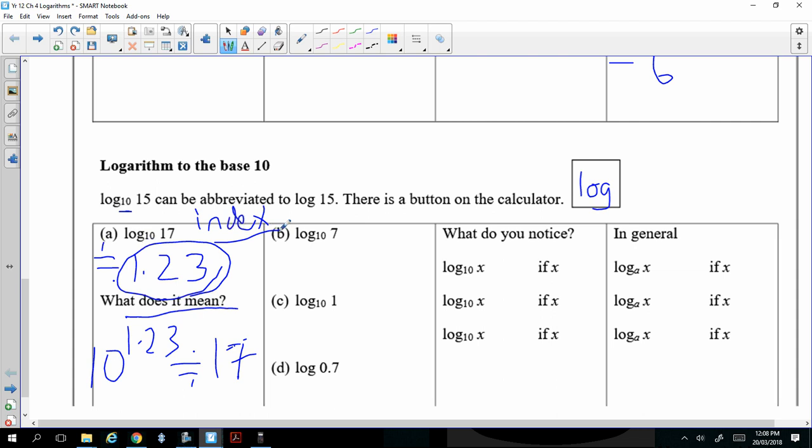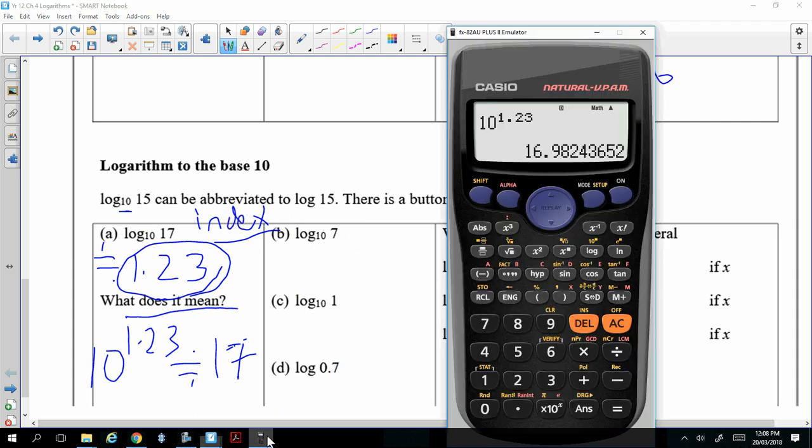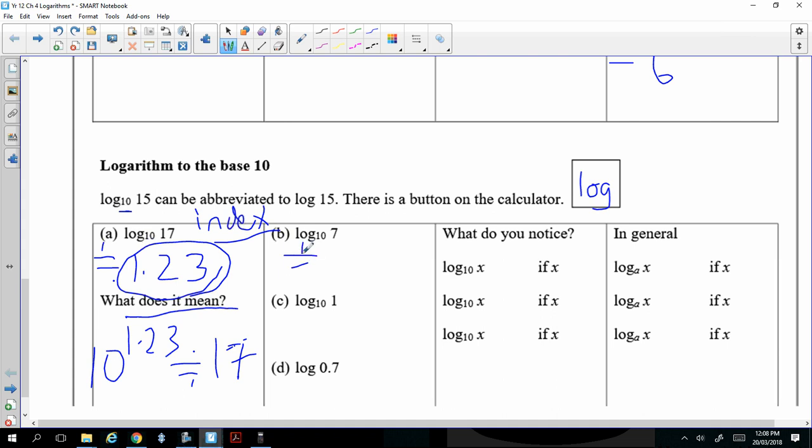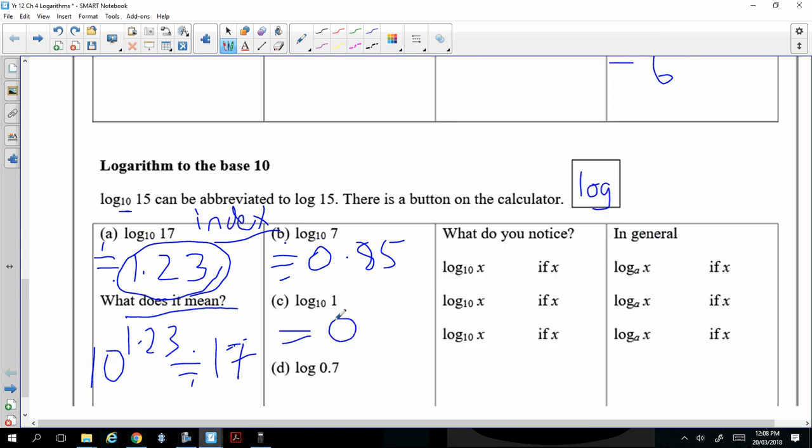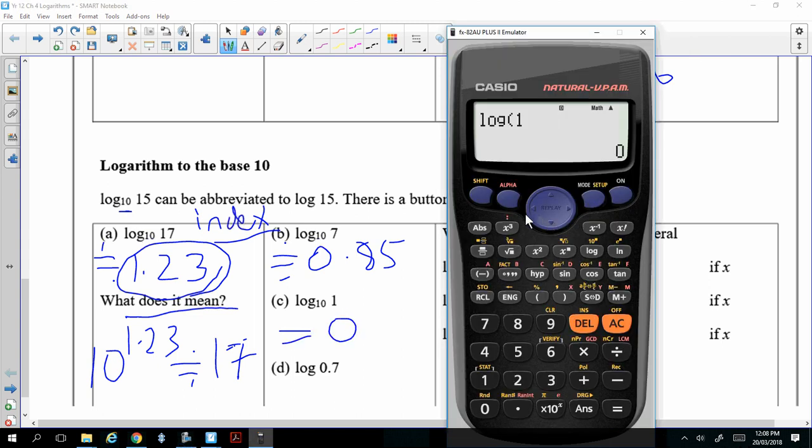So I want you to do three of these questions on your calculator. Write them down. Write down log of 7, 0.85, and do the other two: 0.85, and then log 1 as well. Log 1 is 0, and then do log 0.7, which is equal to negative 0.15.